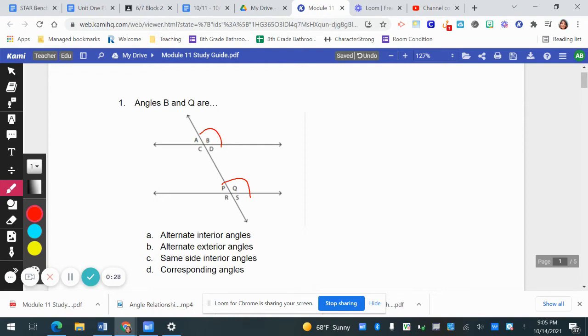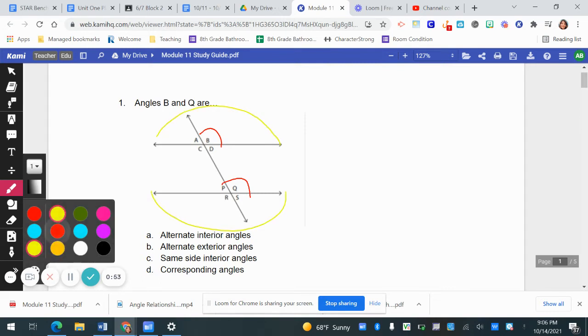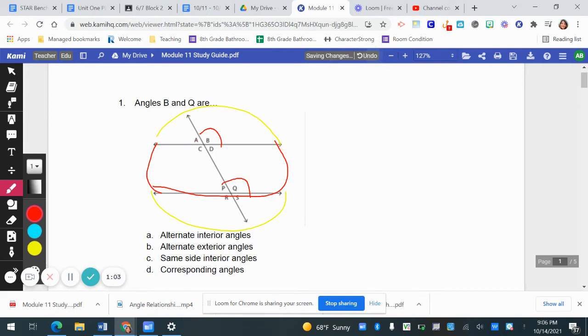Okay. Well, are they alternate interior angles? No, because they are on the same side of the transversal. Are they alternate exterior angles? Again, same side of the transversal, so they cannot be alternate. Same side interior angles? Well, Q is an interior angle, but if you look at B, it is outside. You remember our hamburger bun and the patty. It's outside the patty. B is in the bun, so therefore it cannot be same side interior angles.